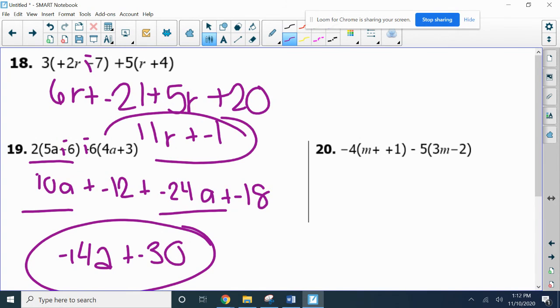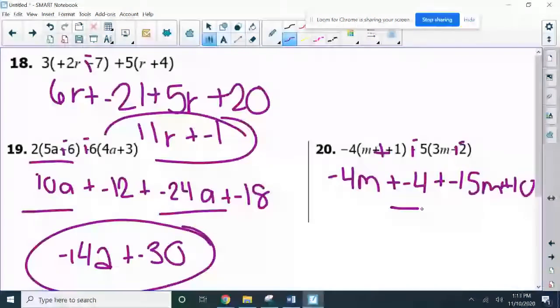Let's check your 20. So negative 4 times m is negative 4m. There should only be one plus sign there. Negative 4 times 1 is negative 4, plus a negative. We distribute a negative 5. So negative 5 times positive 3 is negative 15m, plus a negative. Negative 5 times negative 2 is positive 10. So plus 10. So I have positive 10 and negative 4. Positive and negative, subtract and keep the bigger sign. 10 minus 4 is 6, and 10 is bigger. So we're done with our constants.